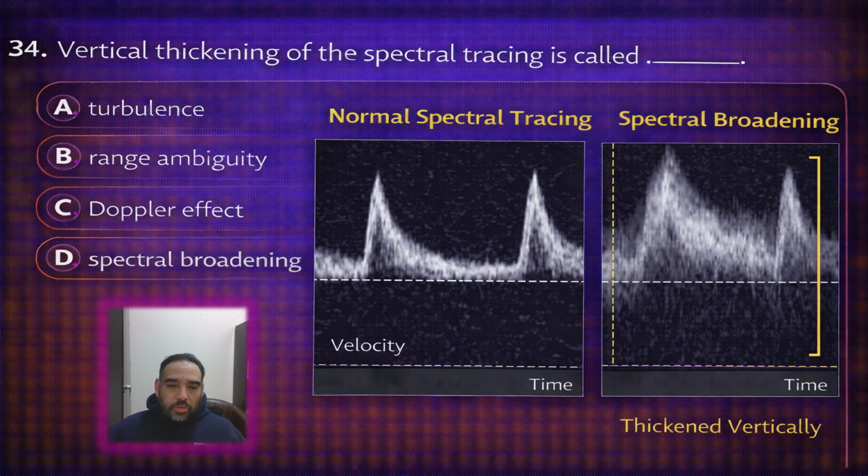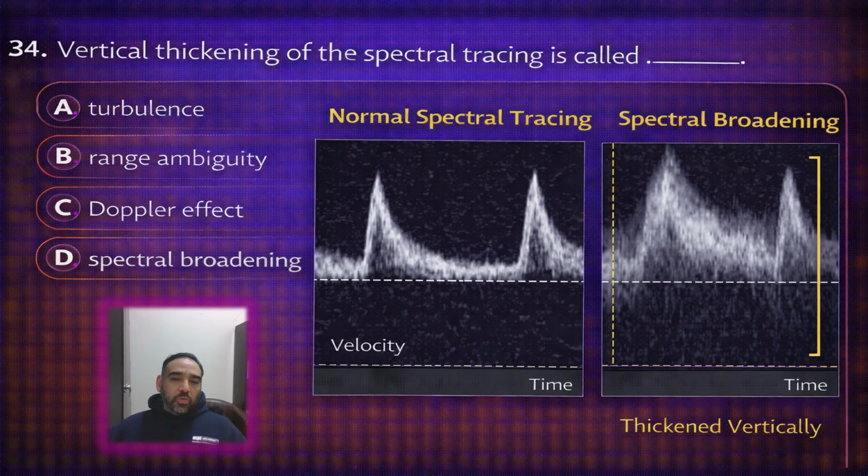Okay, let's talk about the next question. Vertical thickening of the spectral tracing is called what? A, turbulence, B, range ambiguity, C, Doppler effect, or D, spectral broadening. I know we know the answer to this already, but let's go ahead and break it down. So the answer is D, spectral broadening, and that's a vertical thickening of the spectral tracing. Again, we call it spectral broadening.